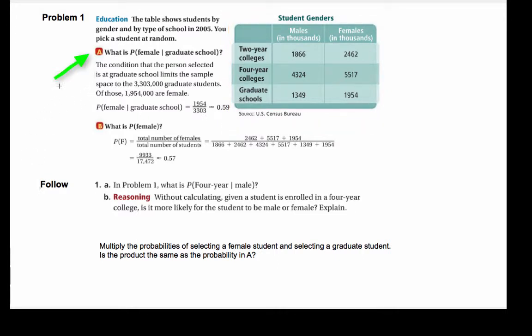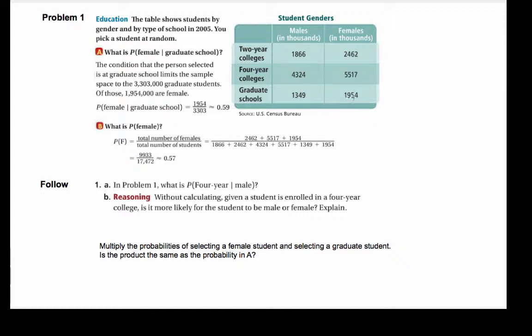In A, it's asking us what is the probability that you choose a female given that the student is in graduate school. The condition that the person selected is in graduate school limits the sample space to the 3,303,000 graduate students. Right here it's a combination of these two. So out of these graduate students, 1,954,000 are female. And again, this is in thousands.